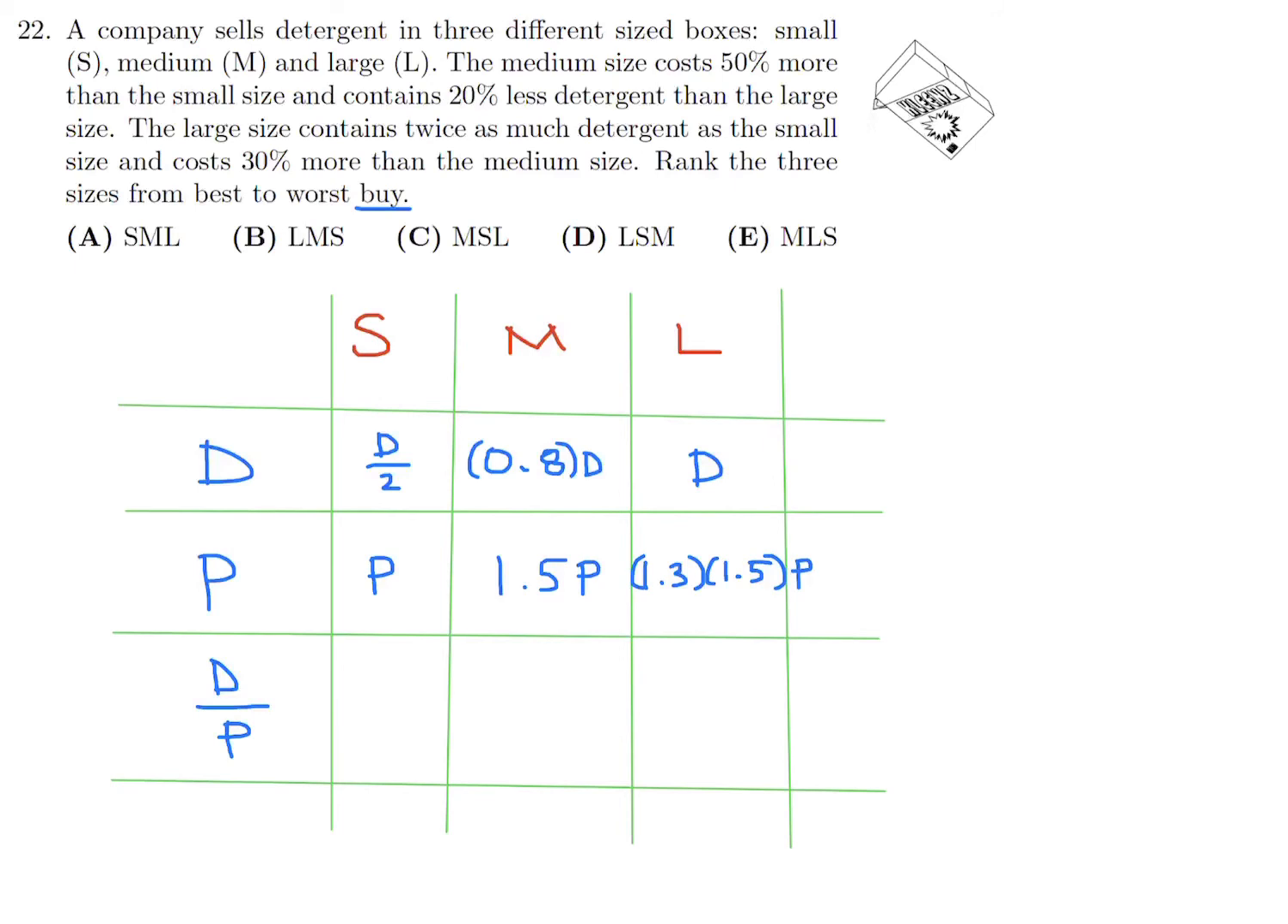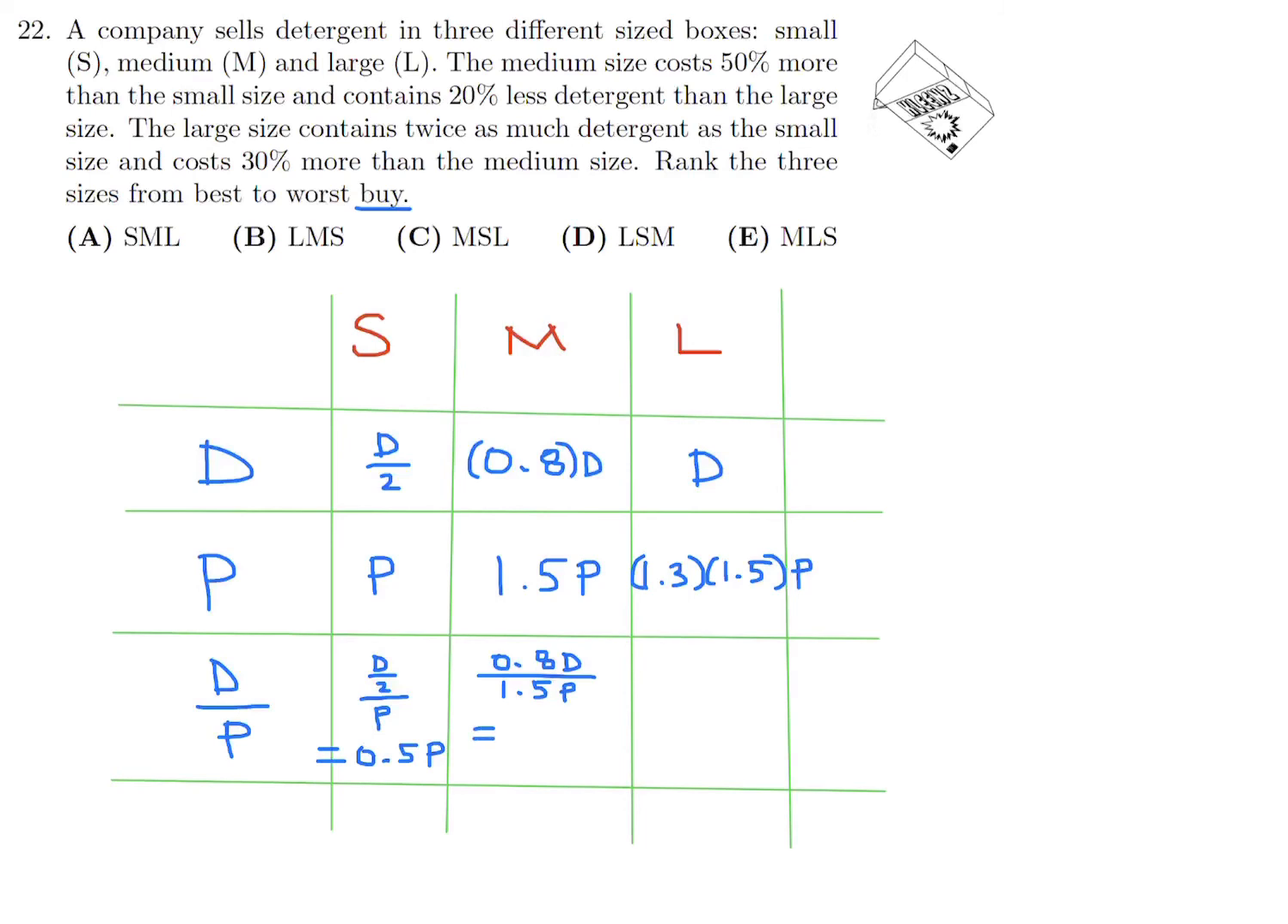And now we have to figure out D over P for each of these. The first one, D over 2 over P. If you put this in a decimal, it'll be 0.5 D over P. The next one, if you do D over P, it'll be 0.8D over 1.5P.